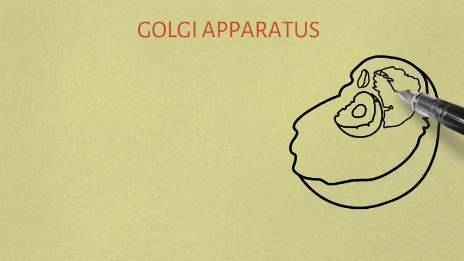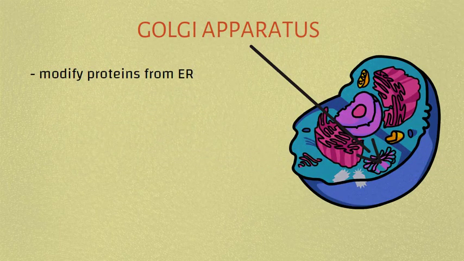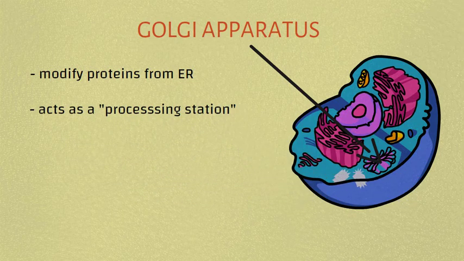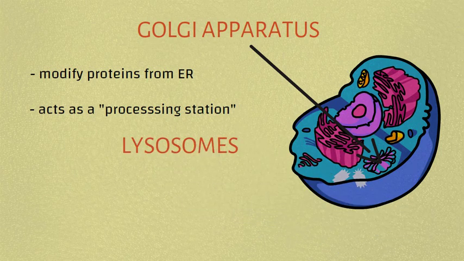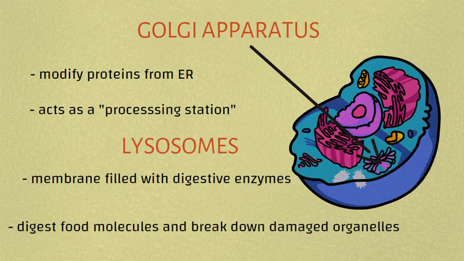The next organelle is the Golgi apparatus. The Golgi apparatus modifies proteins from the ER. In other words, after the ER finishes making the proteins, they get shipped to the Golgi apparatus where it modifies them, and it acts as a processing station. Next up are lysosomes. Lysosomes are membranes filled with digestive enzymes. They digest food molecules and break down damaged organelles.